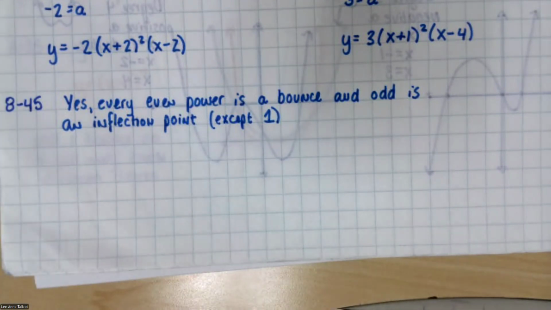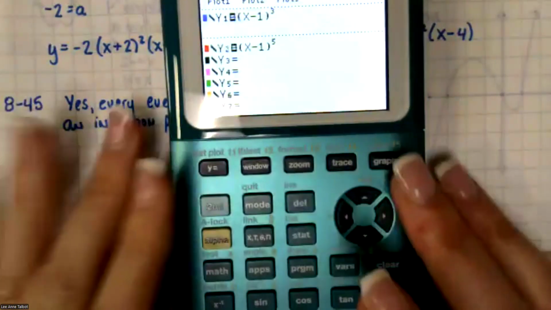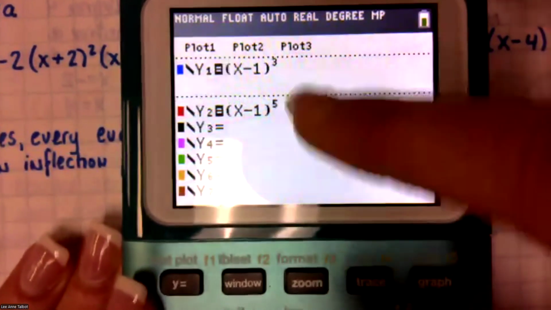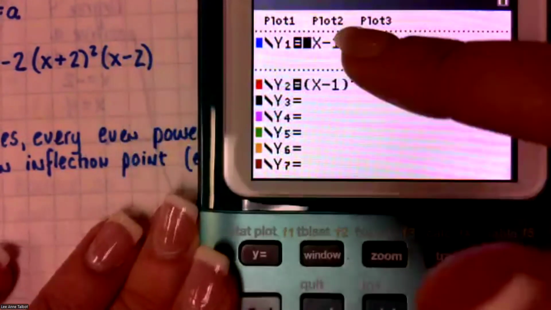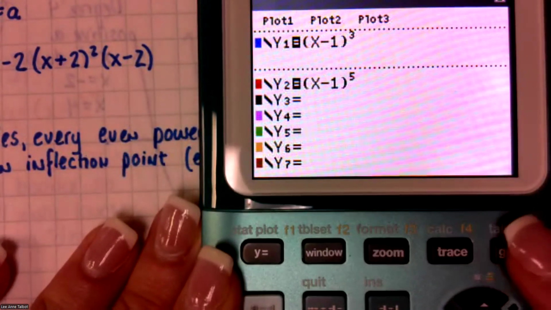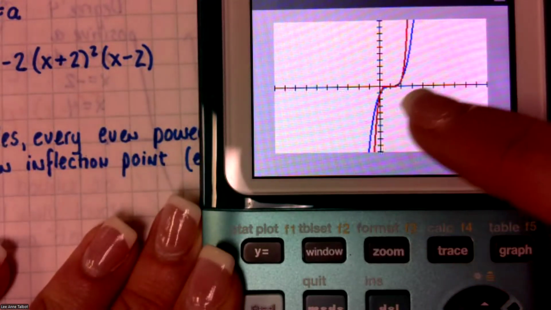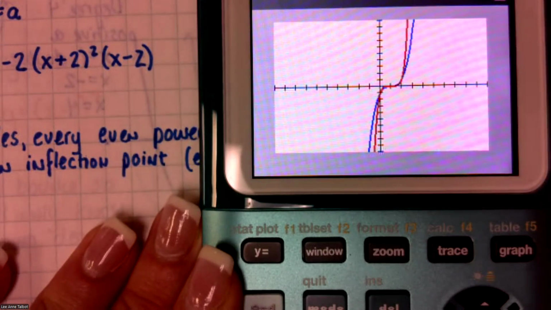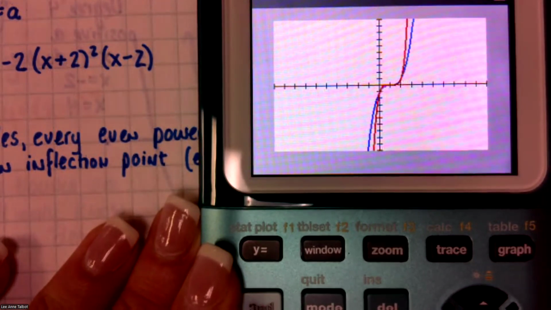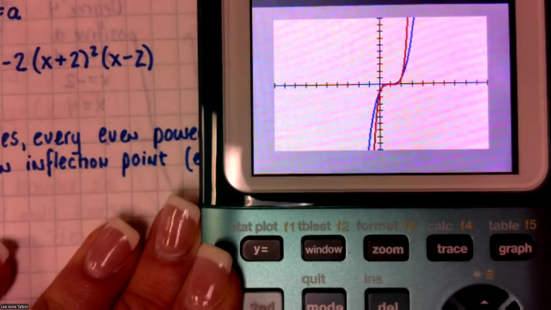Yes, just one second. I just wanted to show you guys real quick, just in case anyone's nerdy like me. I just got curious in the calculator and I did the cubed and the fifth just to make sure that Mrs. Talbot's not making up witchcraft over here. So the third power is the blue one and the fifth power is the red one. And they're almost exactly the same. They're just steeper. One's just steeper than the other. So still an inflection point with the fifth power.